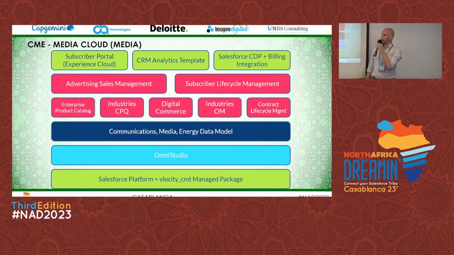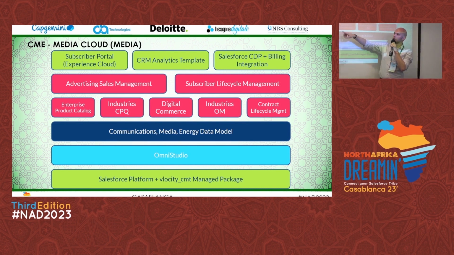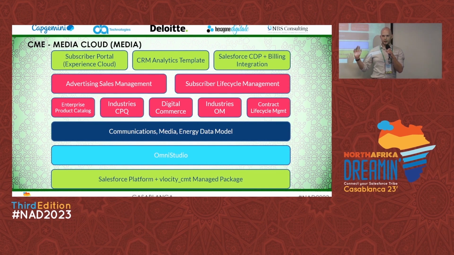So if we look at Media Cloud, it's very similar. The difference here is the business applications change. So instead of enterprise sales management, we have advertising sales management. And then instead of multiplay subscription management, there is subscriber lifecycle management. But otherwise, same CPQ, same order management, same data model, etc. So you'll notice there's a lot of overlap between these.